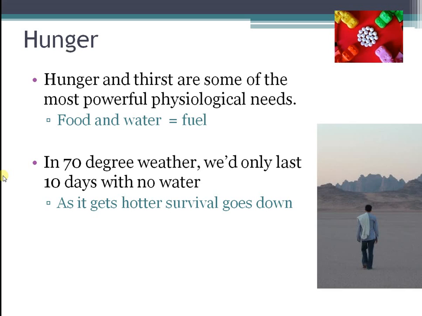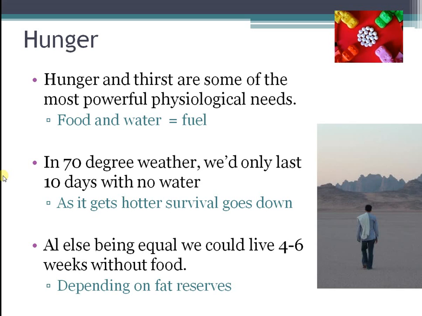Water and food are sort of the fuel that run our bodies. If you imagine your body is like a car, the car needs gasoline to run. Our bodies need food and water to run. Generally speaking, in 70-degree weather, you'd last only 10 days with no water. And as it gets hotter, survival goes down. So at 90 degrees, you're looking at maybe 3 days, 2 days without water. All else being equal, you could live up to about 4 to 6 weeks without food, again, depending on your fat reserves, right? So obese people are going to be able to live a little bit longer without food than people who are not obese because they just have greater amounts of energy reserves.